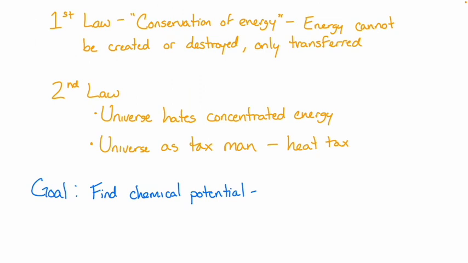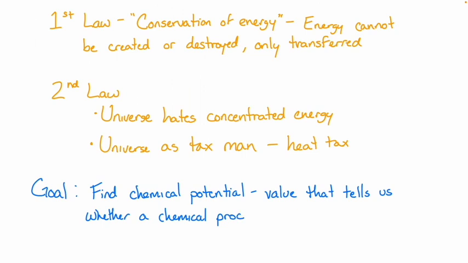All right, and the goal here with this chemical potential is to find a value that tells us whether a chemical process, a reaction, or a phase change will occur. So again, what are the rules here? Can we find this number, this value that we're going to call a chemical potential? And if we know the value for this reaction, we can determine whether or not these reactions occur.